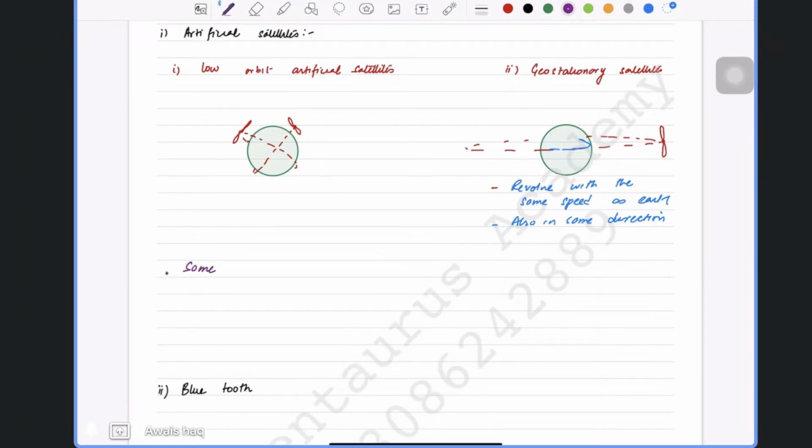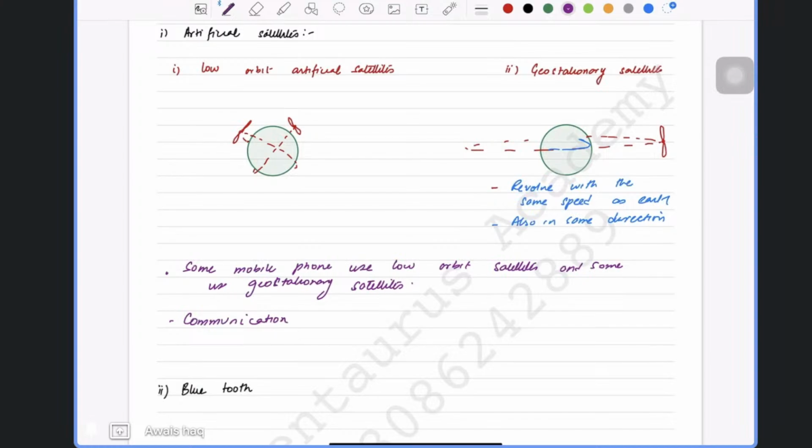Some mobile phones use low orbit satellites and some use geostationary. It depends on the function. Whatever satellite is near to them, they generally just use that. Anyway, what we need is communication, obviously, for the mobile phone.